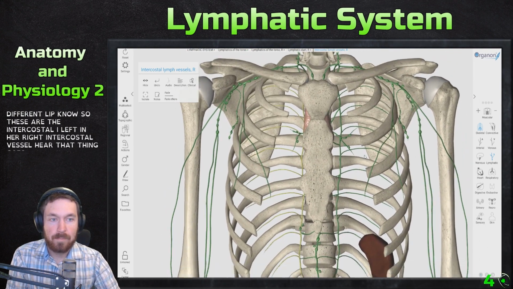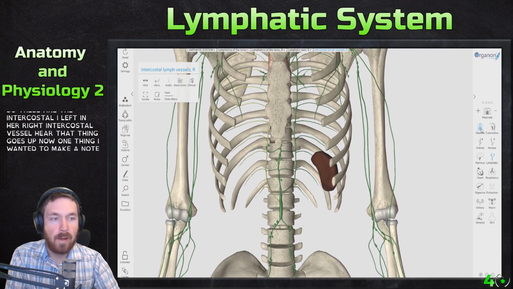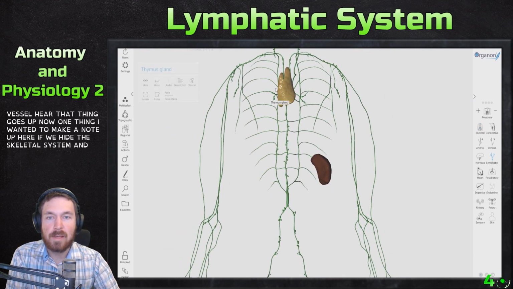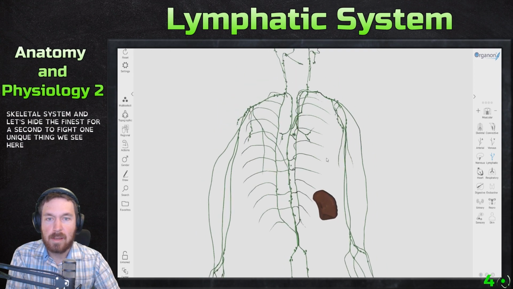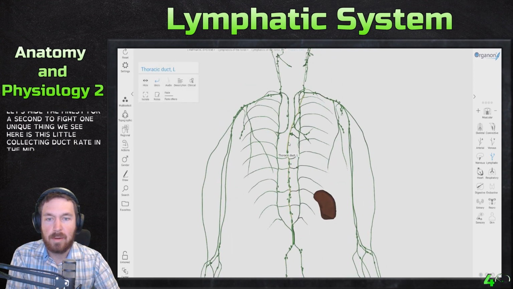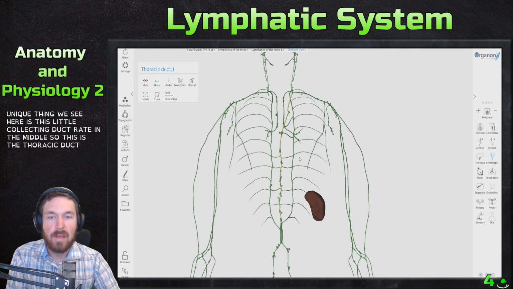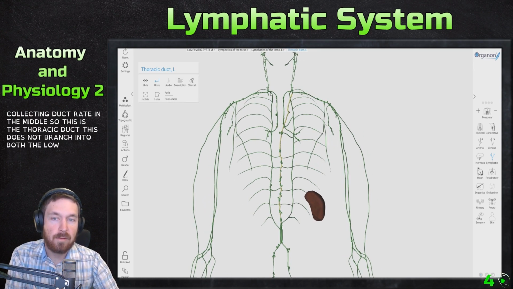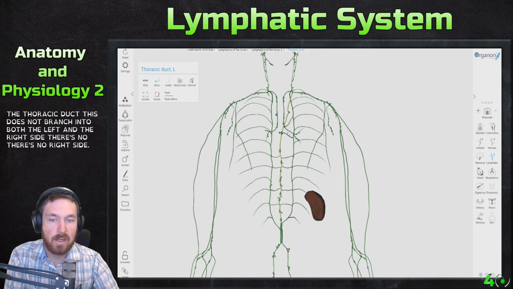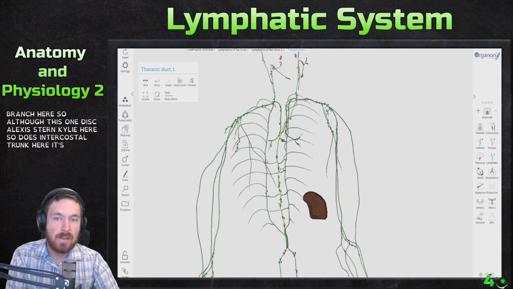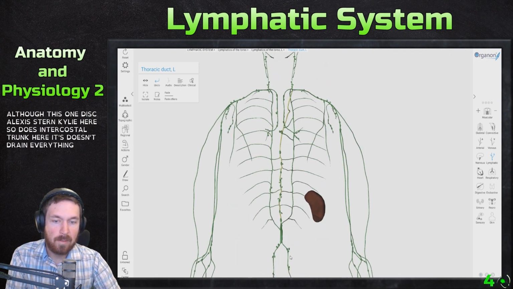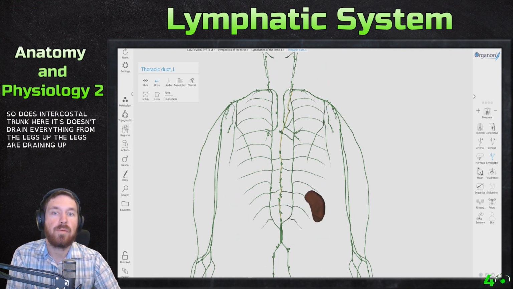That then goes up. Now, one thing I wanted to make note of here: if we hide the skeletal system, and let's hide the thymus for a second too, one unique thing we see here is this little collecting duct right in the middle. So this is the thoracic duct. This does not branch into both the left and the right side. There's no right side branch here. Although this one does collect to the cisterna chyli here, so this intercostal trunk here, it doesn't drain everything from the legs up. The legs are draining up this way.